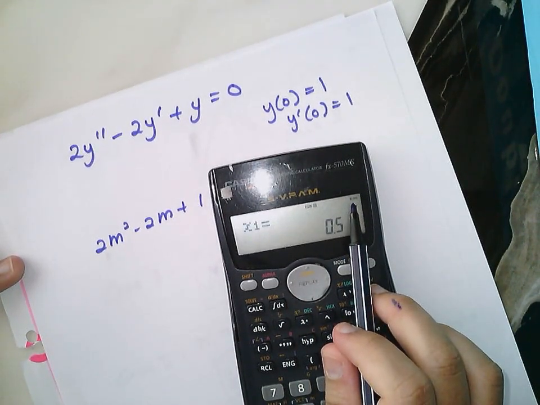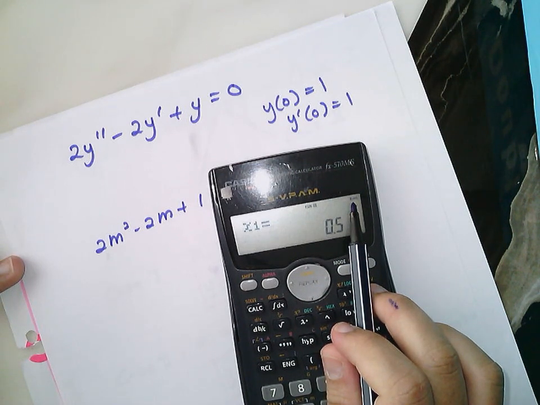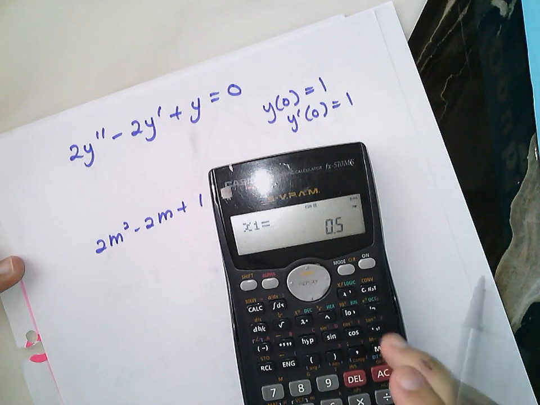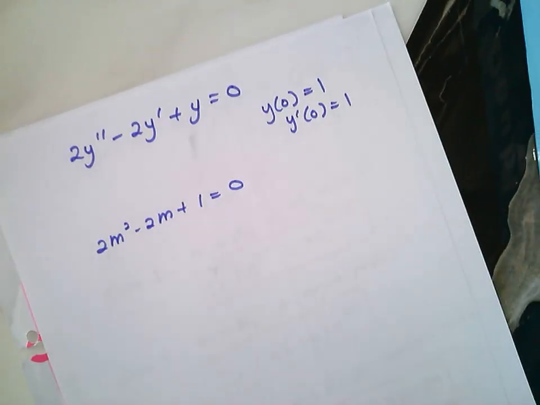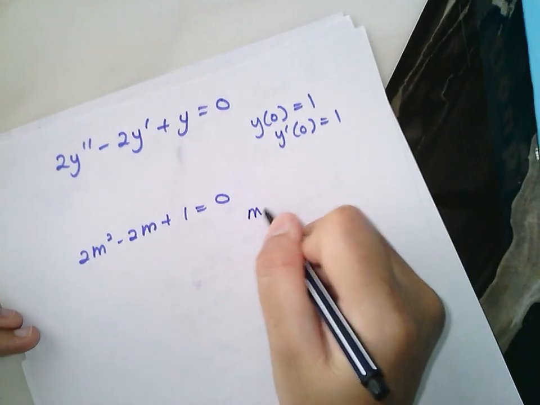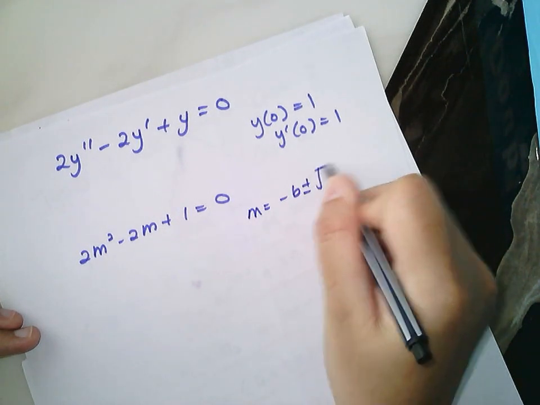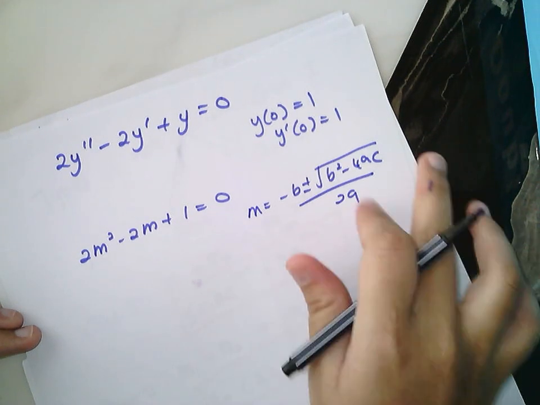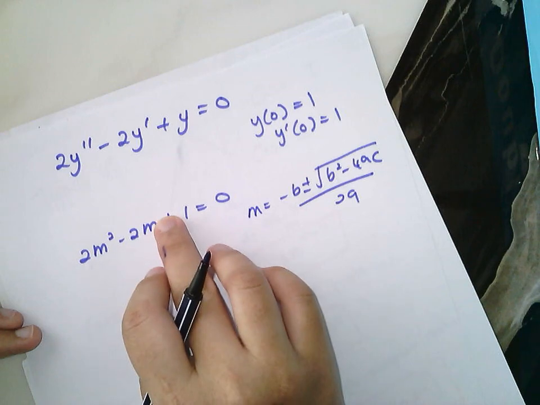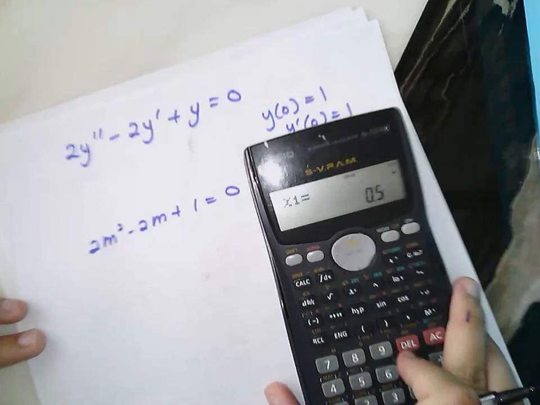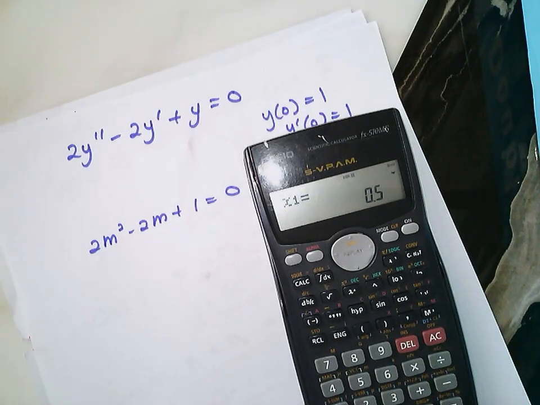When you have this one here, it means you are involved with a complex root. Remember, during your Math 1, how to find the complex root for m: negative b plus minus square root b squared minus 4ac over 2a. You can use this formula to get the value of m, or you can take the value from the calculator, but you have to know which one is your alpha and which one is your beta.